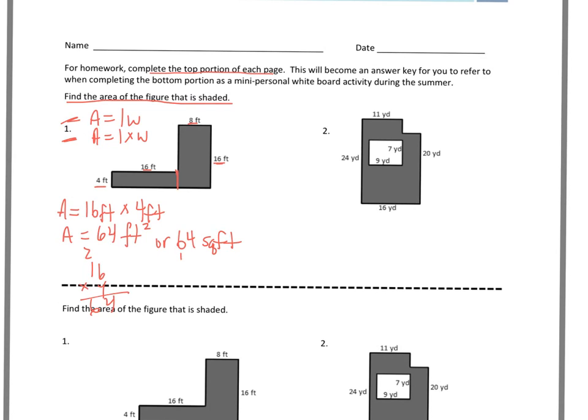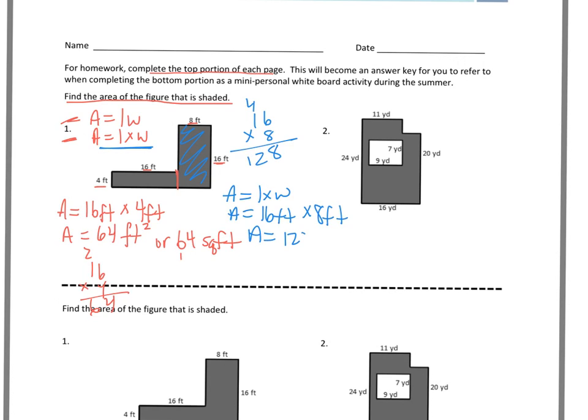Now the other side I'm going to do in blue. So I'm looking at length times width again. And I'll rewrite my formula. And my length is 16 feet times my width of 8 feet this time. So I'll do 16 times 8. And I'm going to get my area equals 128 feet squared, or square feet, depending on how you want to write it.